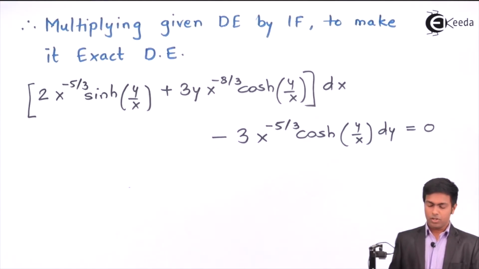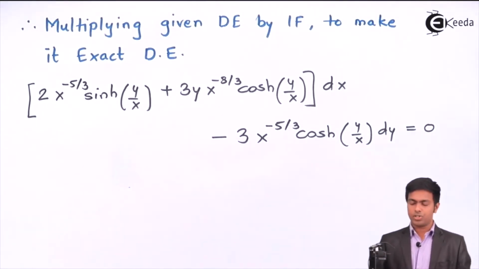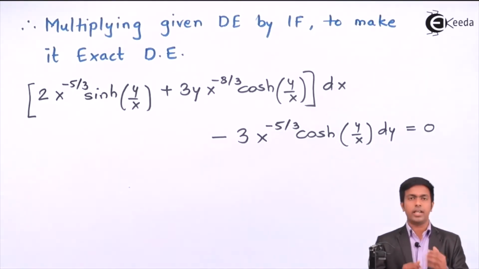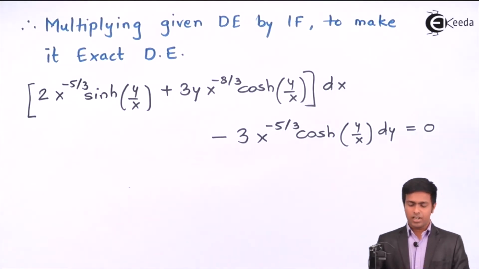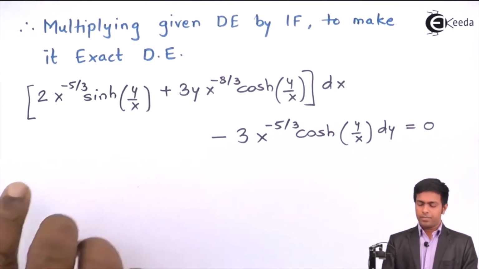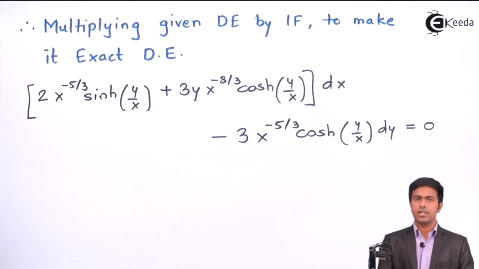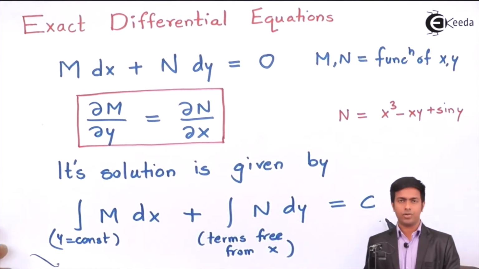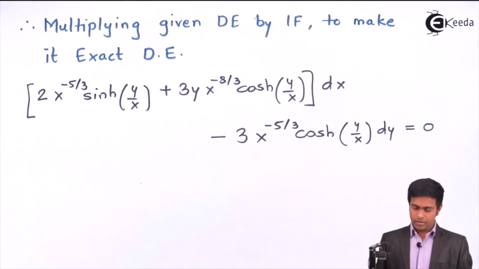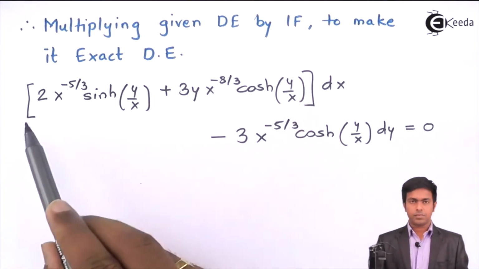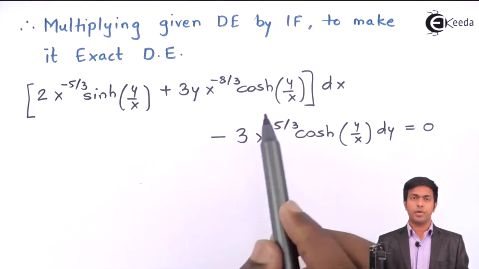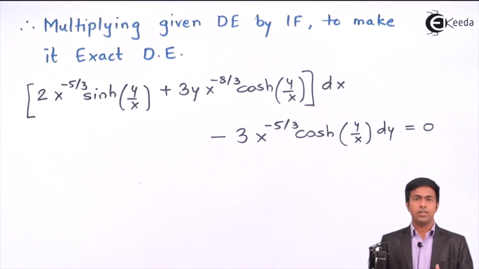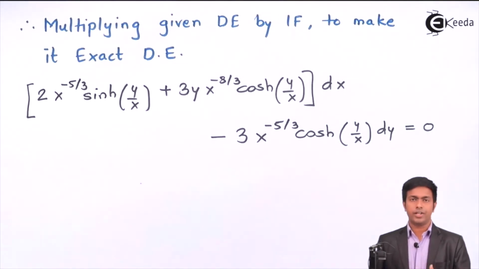So now guys, by multiplying the given differential equation with the integrating factor, we have converted the equation into an exact differential equation. Now let's get the solution. So the solution of an exact differential equation is given by this formula, that is integration M dx plus integration N dy equal to c. Now guys, this is the value of M, and if I try to integrate this with respect to x, then that is difficult, or here it will lead to a complex term.